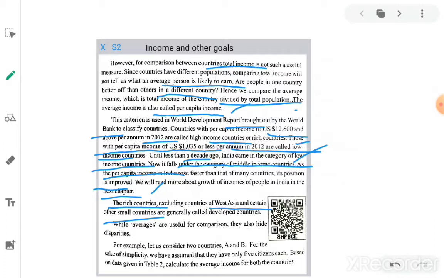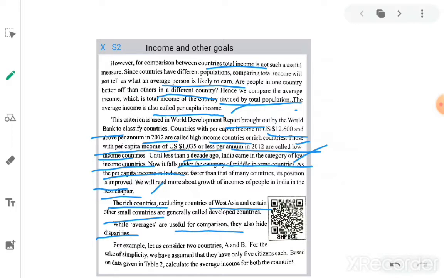So in Western Asia, we are not calculating Asian countries, we are calculating America, and in Asia, some South Asian countries are called rich countries and generally called developed countries. While averages are useful for comparison, they also hide disparities. So maybe the average may be the same, but there are some disparities in the distribution of income internally.